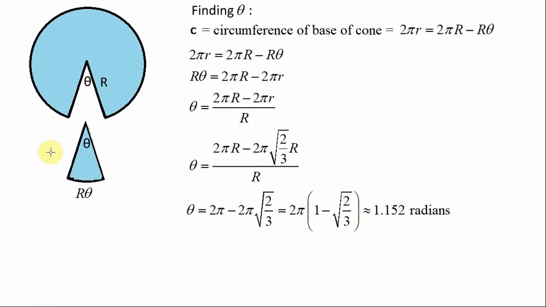And so to get the cone with the largest volume, theta must be about 1.152 radians. And that's the end of the video.